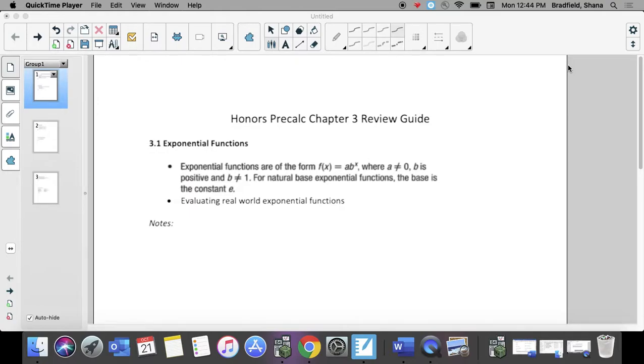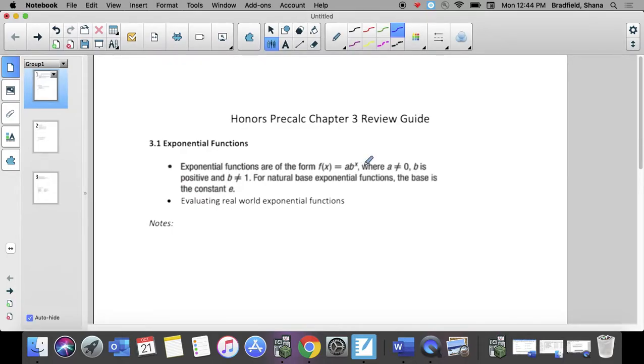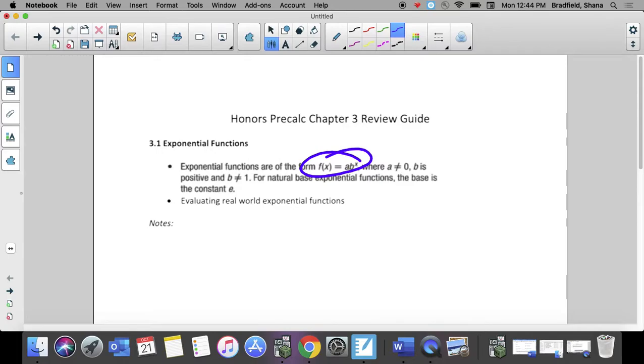So the first one, 3.1, exponential functions, just talking about the form of an exponential. And we know that a cannot be 0, b is positive, and b cannot equal 1. And then the natural base exponential function, which has base e. So base e is where we had f of x equals e to the x. And of course that's a separate function on your calculator as well.